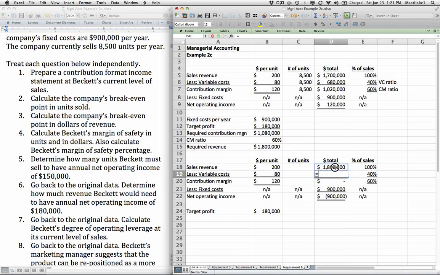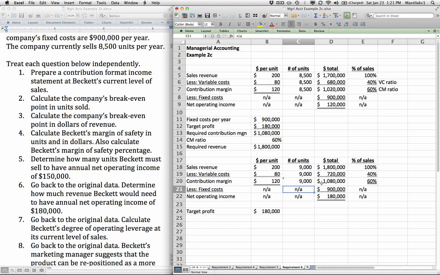I can fill in my variable cost as 40% of sales, and I can fill in my contribution margin as the difference between those two. So my contribution margin will be 1.08 million. Fixed costs stay at 900,000, and net operating income is 180. And then if I need to, I can fill in my number of units to get the complete picture of what my income statement would look like.